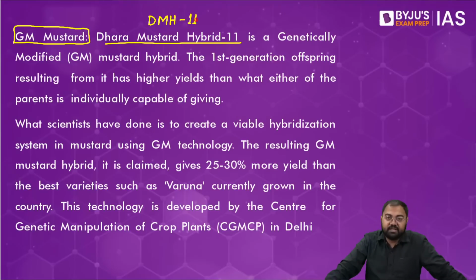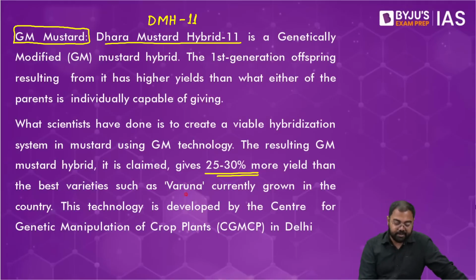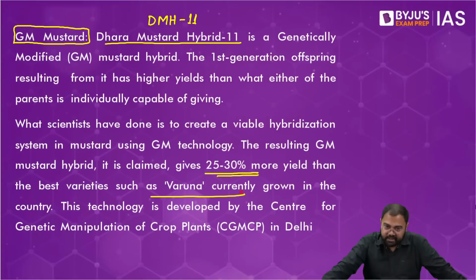Now this DMH-11 has a higher productivity, a higher yield as compared to normal variants of mustard, and we have been working on it for a very long time. 2011 and 2014 is when a lot of tests happened, and we saw that it is able to give up to 25 to 30% more yield as compared to the best variants of mustard, like Varuna, that are currently grown in the country.